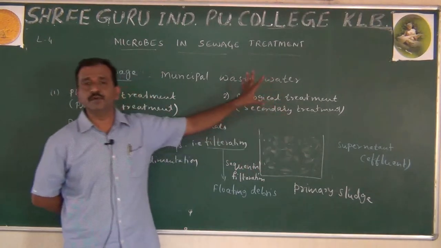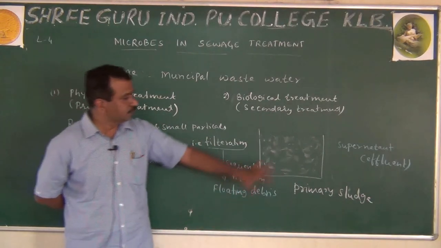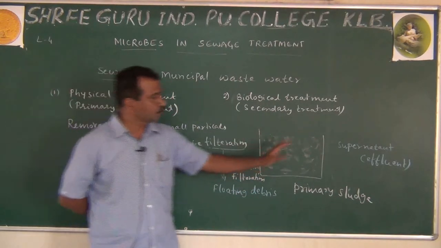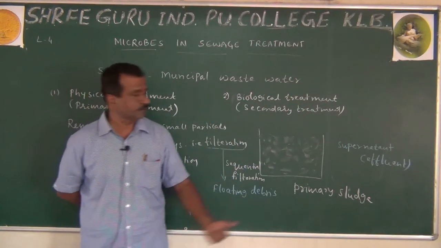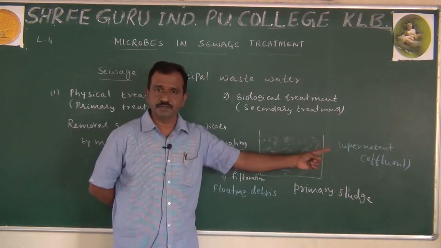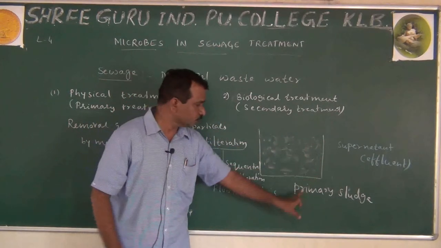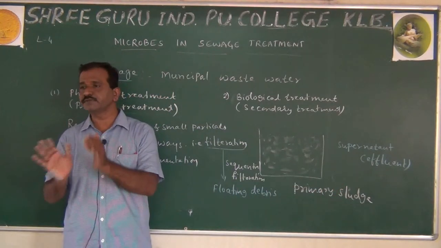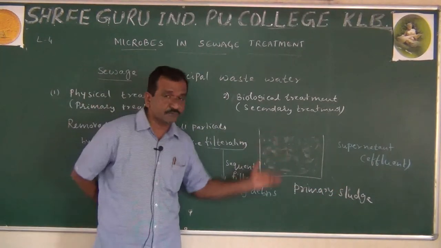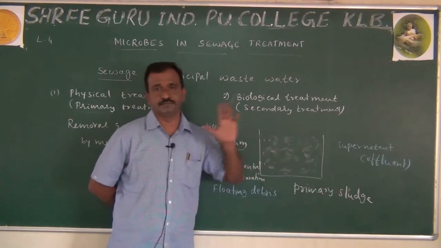After removal of the floating parts and the sedimented part, this effluent is also called the supernatant. It contains organic matter and water. The filtered substance, or the material left after primary treatment, is called primary sludge.